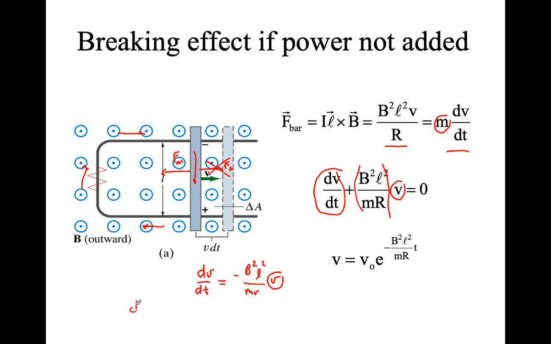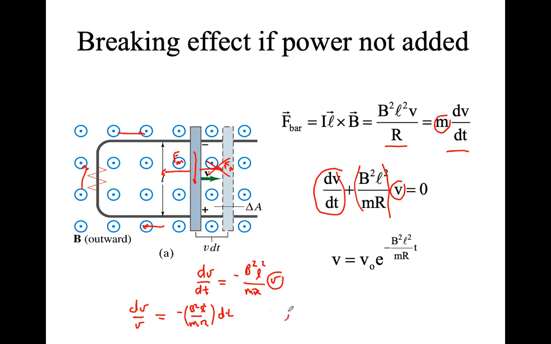So I'm left with dV over V is equal to minus that group of constants right there, B squared, L squared, magnetic field squared, length of the bar squared, over mass. And I have no idea why I wrote lowercase r. It's a resistor. It's got uppercase R is typically what we write. And then dt. And so I've separated in the sense that all the velocities are over here. The time and the constants are over there. And so my next step is to integrate both sides.